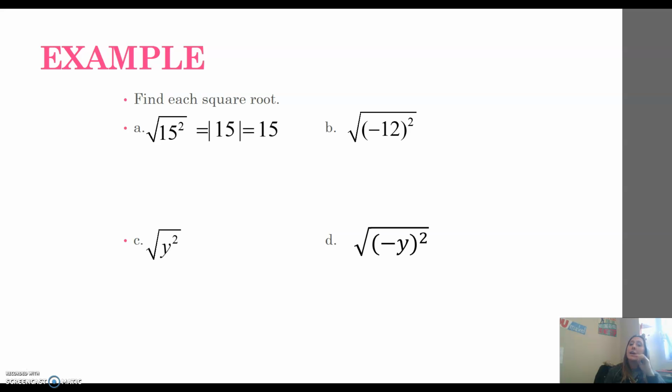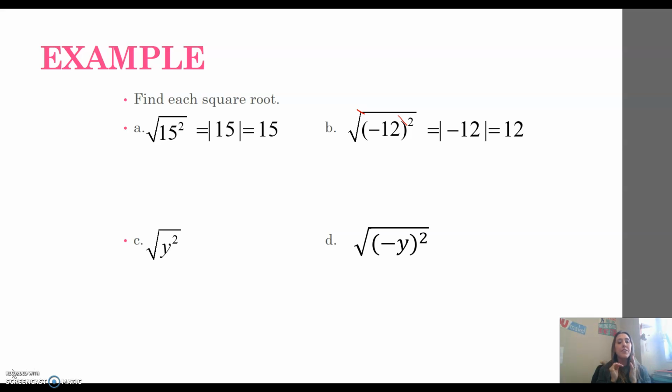Now b is going to be the square root of negative 12 squared. So first we're going to find the absolute value of negative 12, and then that'll be 12. If we just say those cancel out and we're left with whatever's underneath, we need to put in those absolute value bars so that we know we get a positive. So that's why we've got to remember that absolute value.